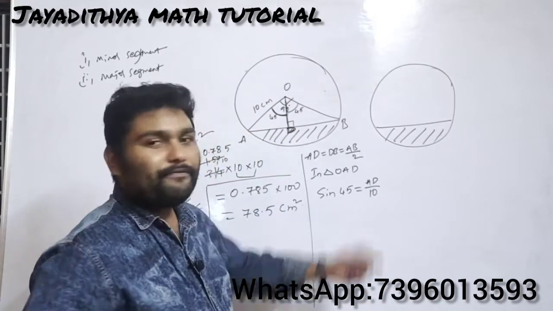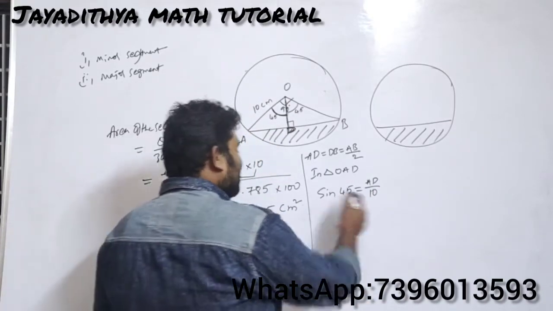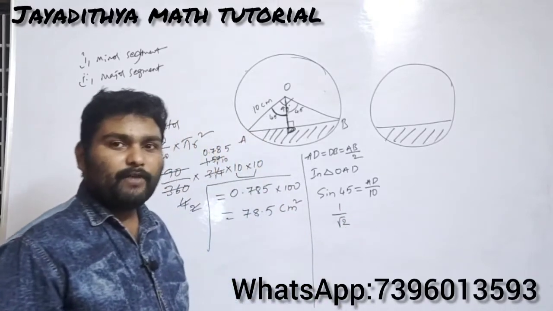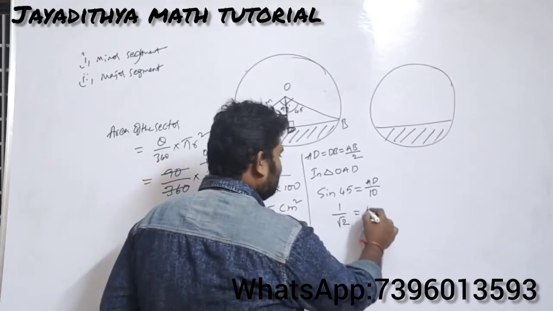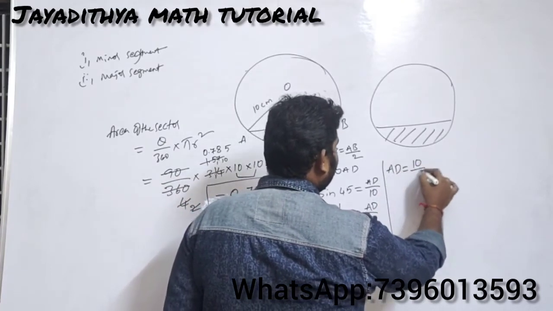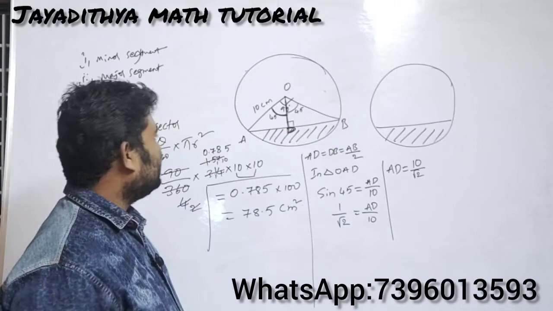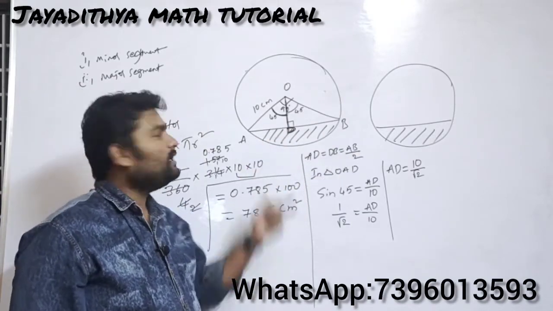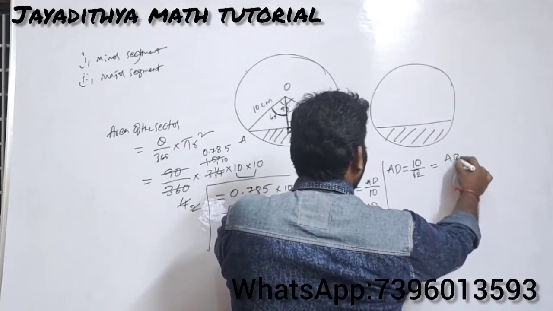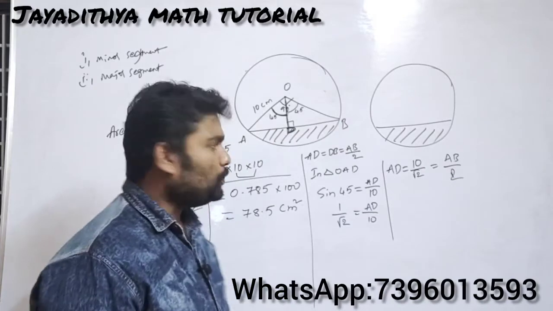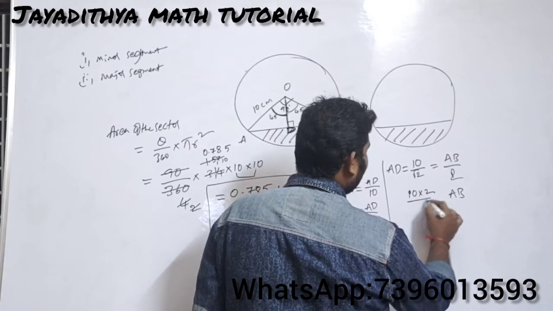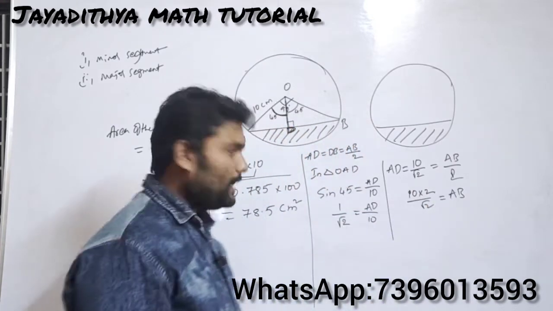That is 10. What is the value for sine 45? Sine 45 value is nothing but 1 by root 2, which is equals to how much? AD by 10. So how much will be AD now? AD will be equals to 10 by root 2 now. If you got AD, can't you find AB here? AB will be the base, right? So you can write here AD is equals to AB by 2 now. So from here you can take AB will be equals to 10 into 2 by root 2.